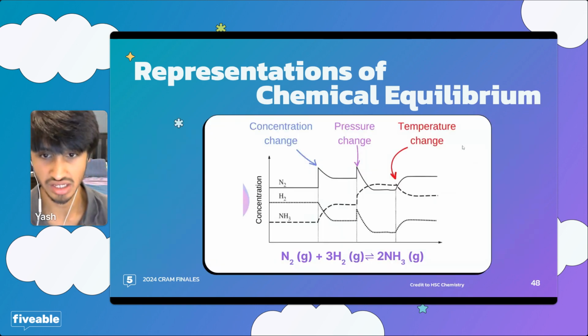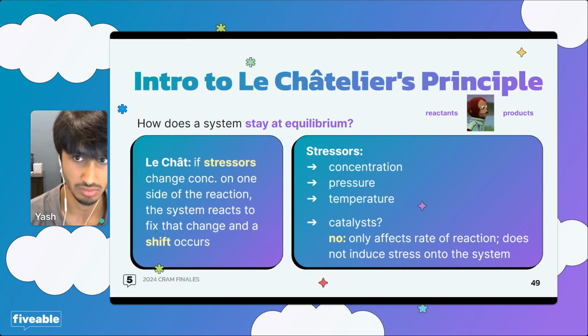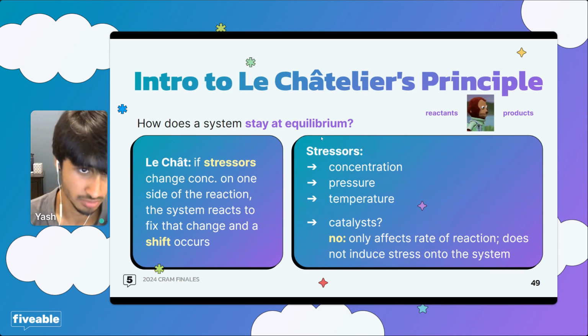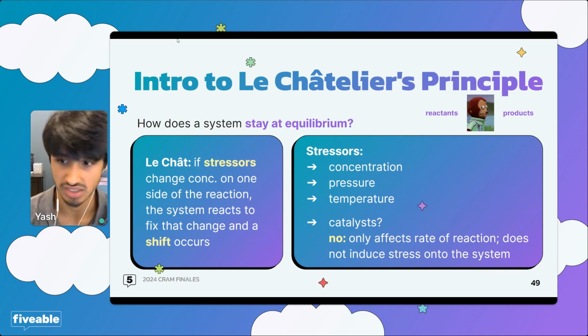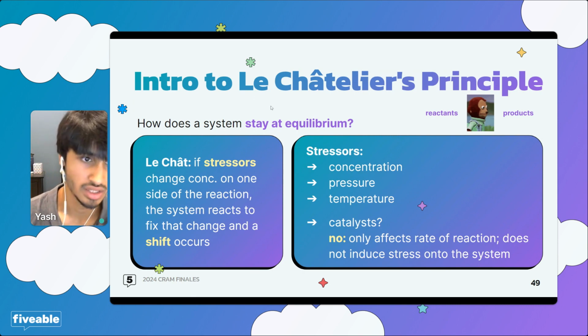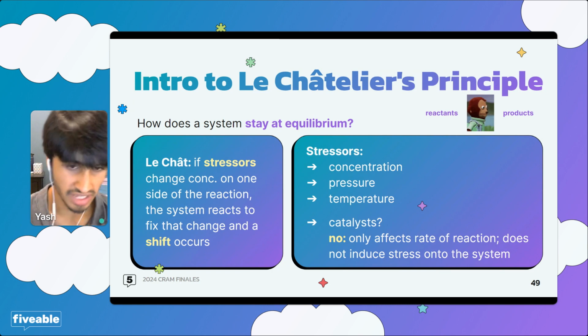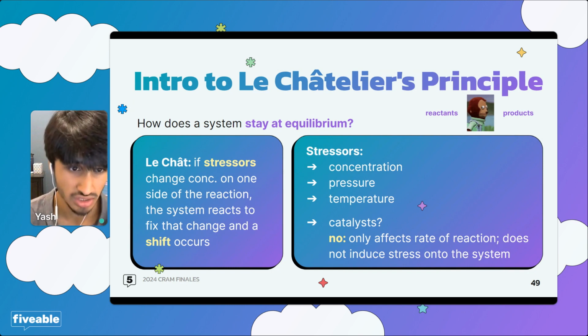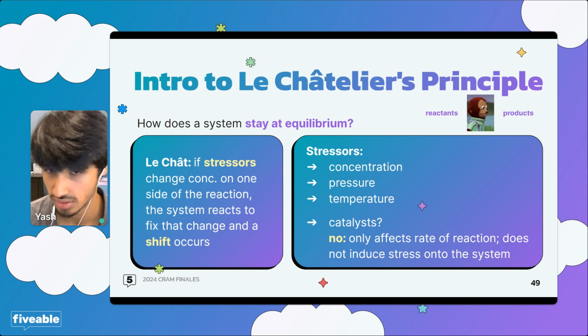This is another common example we'll see, but let me move on. Let's first go over Le Chatelier's principle. Le Chatelier's principle basically explains what happens when a stressor is added to the system. If a stressor is added, a chemical reaction will always shift in the direction that minimizes that stress, so that the stress isn't felt as much.